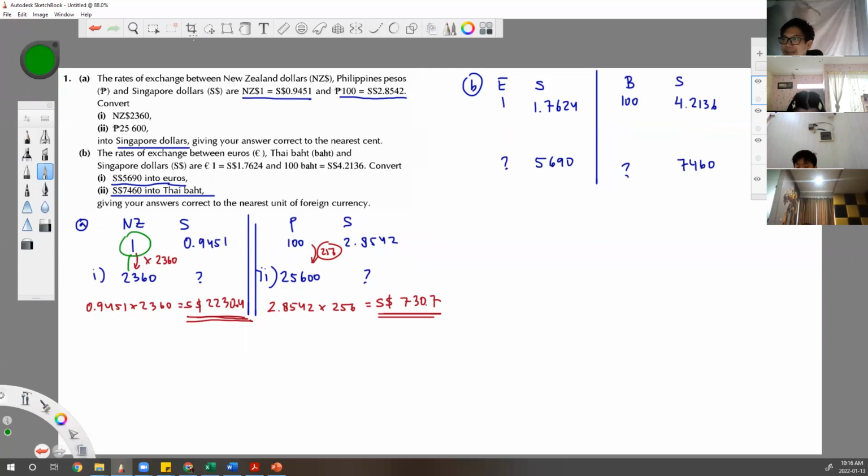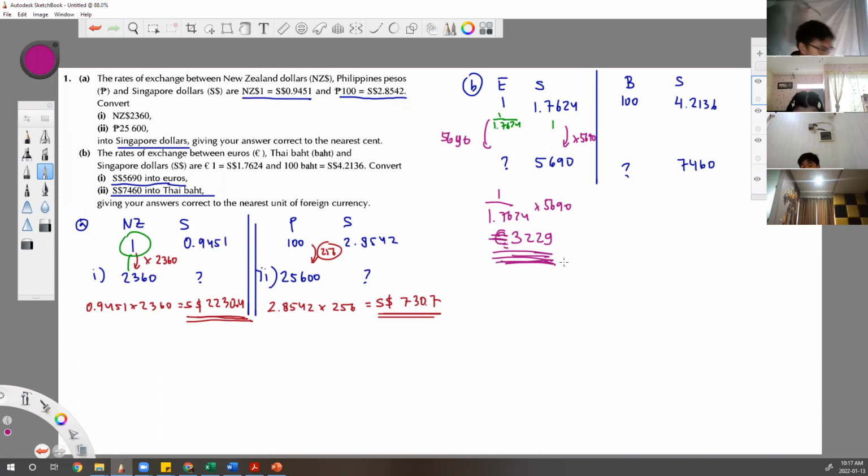Ini 1 dulu taruh. Berarti 1 divide by 1.7624, right? Next-nya tinggal dikali, you multiply. Baru satu-satu, jadi 2 steps. So 1 over 1.7624 times 5690. I give you the nearest 9 euro. Okay, euro is like this.